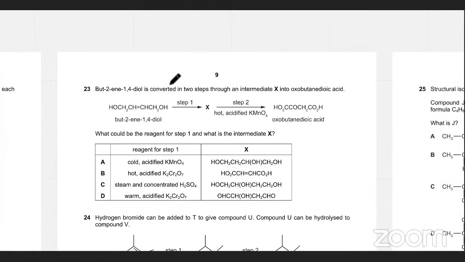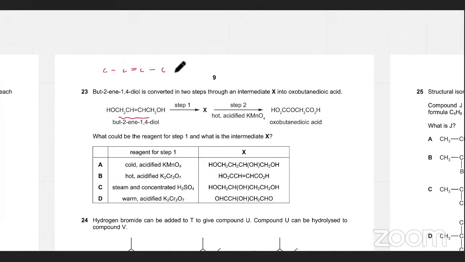So the next one is: butene-1,4-diol is converted in 2 steps through an intermediate X into oxobutanedioic acid. What could be the reagent for step 1 and what is the intermediate X? So this molecule is getting converted into this molecule. Let me just draw it. It's got 4 carbon atoms, so that's 1, 2, 3, and 4, plus there's a double bond in the middle. And there are OH groups right at the end. So there's an OH here and an OH over here. And just forget, there would be 2 hydrogens, 1 hydrogen, 1 hydrogen, 2 hydrogens.